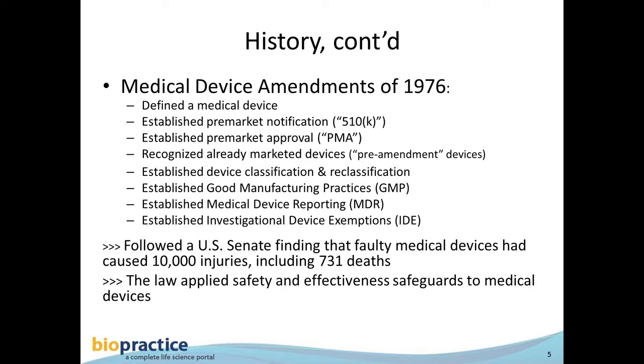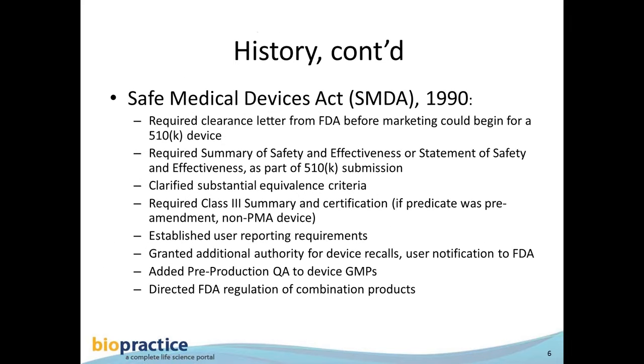These medical device amendments were the result of a U.S. Senate finding that faulty medical devices had caused over 10,000 injuries, including 731 deaths. There was other information put forth by FDA that there were fraudulent and quackery type medical devices on the market, so devices weren't safe and effective. And so these medical device amendments applied safety and effectiveness safeguards to medical devices for the first time. Since the medical device amendments in 1976, there have been a series of other laws passed that added to the framework that we now have today.